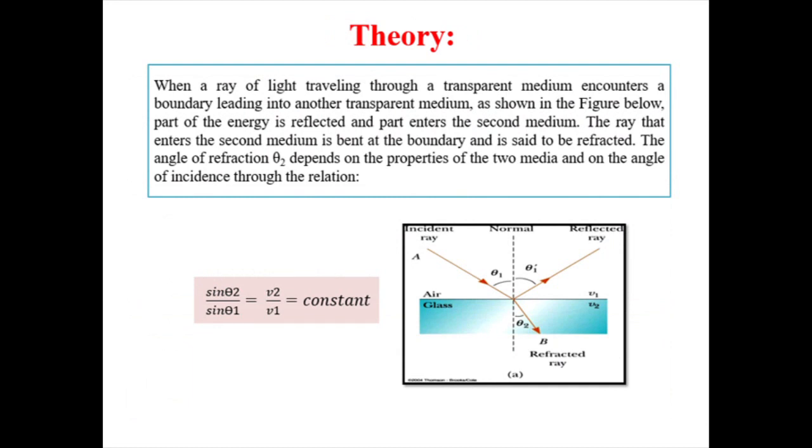As you studied before, when a ray of light traveling through a transparent medium encounters a boundary leading into another transparent medium, as shown in the figure below, part of the energy is reflected and part enters the second medium. The ray that enters the second medium is bent at the boundary and is said to be refracted. The equation we will get is sine theta 2 over sine theta 1 equals v2 over v1 equals constant.